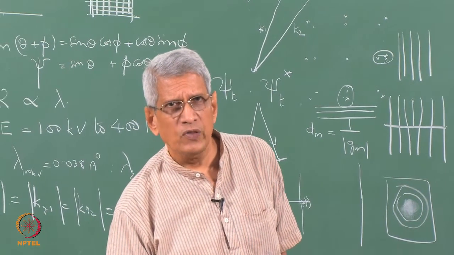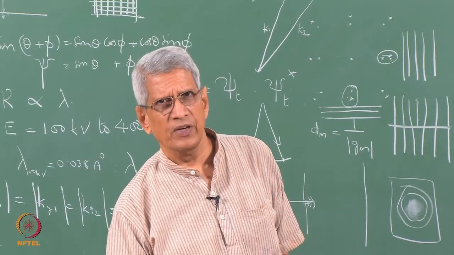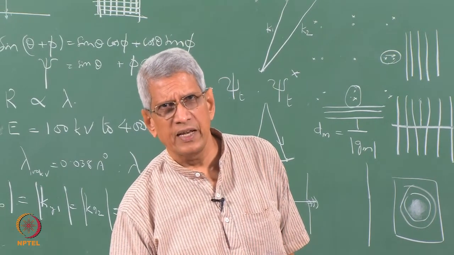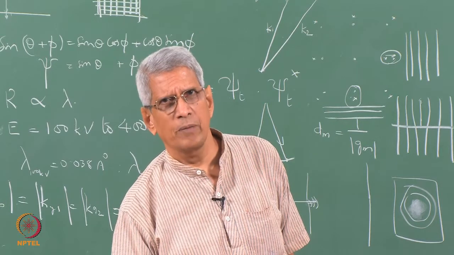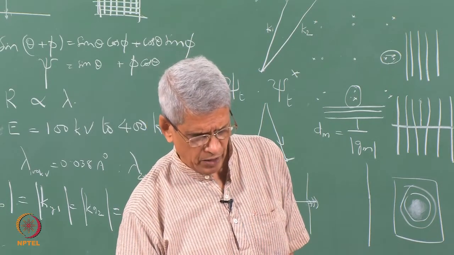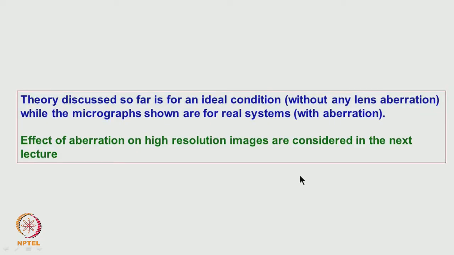Essentially, in this lecture we have considered an ideal lens, where for a point object we are able to form a point image. In such a case, we saw how we can get a simple fringe contrast, and how these fringe contrasts could be related to the lattice spacing.